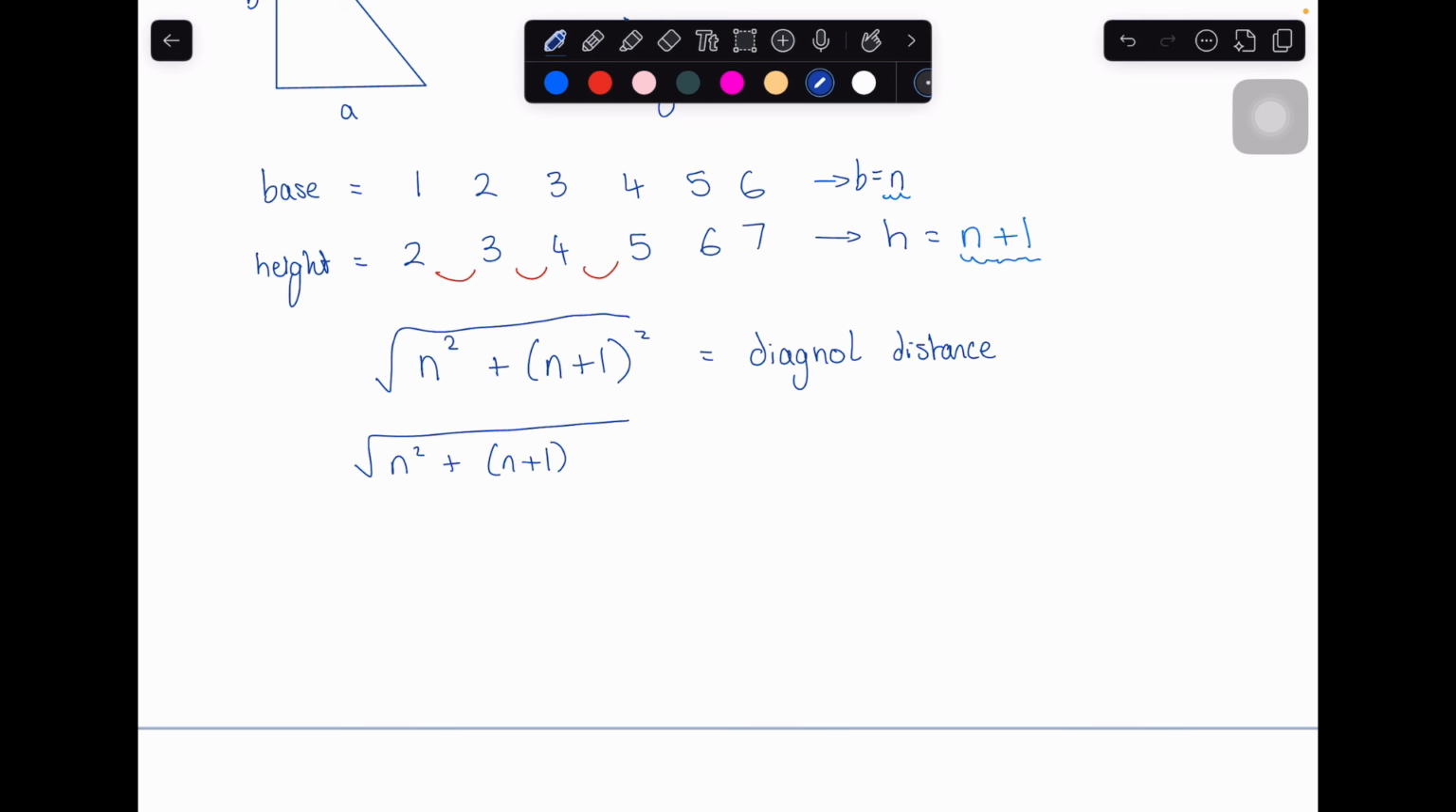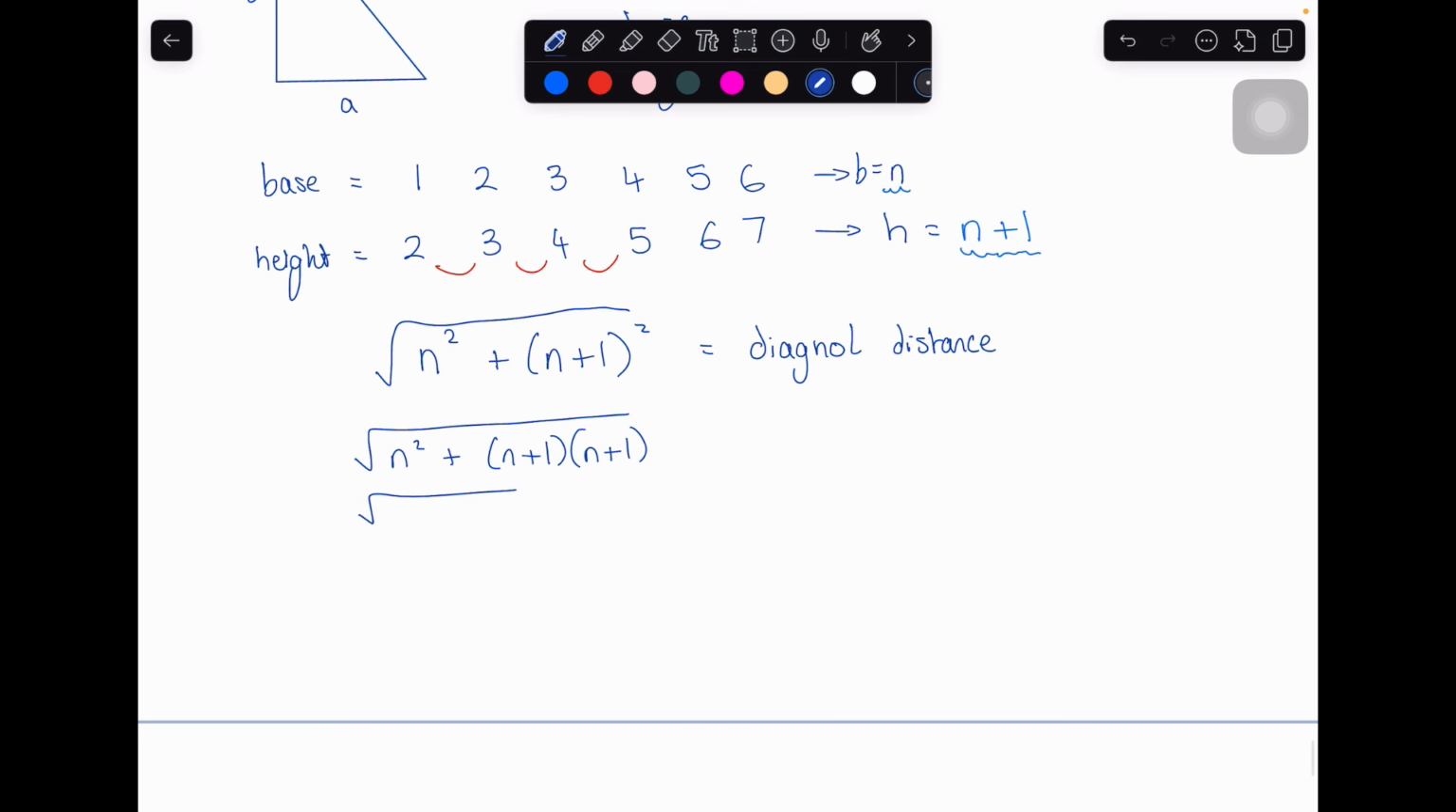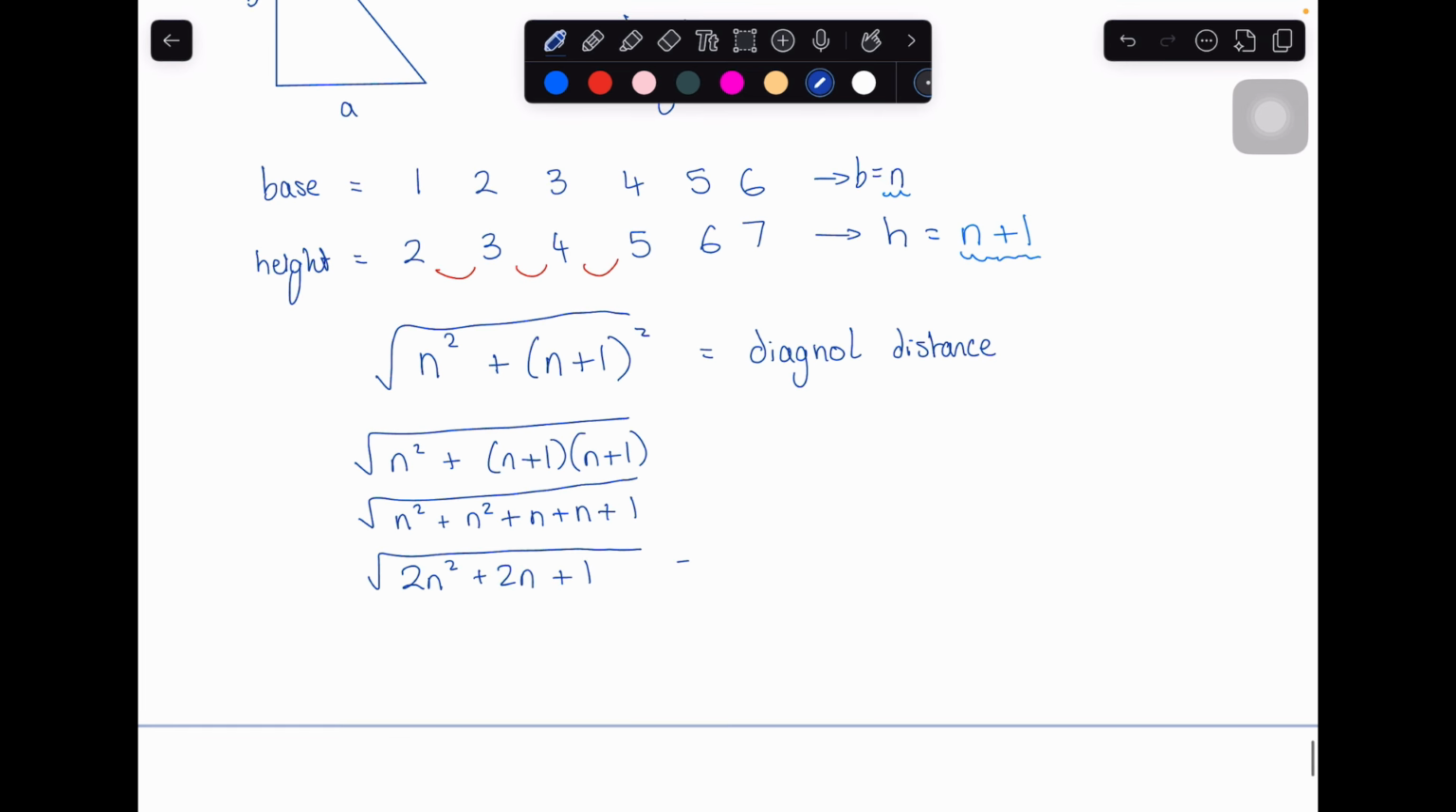If you multiply this out, we would have the square root of n squared plus, this would be a double bracket, wouldn't it? So again, just expand and simplify. We've got n squared plus n squared plus n plus n plus 1. And that's all going to simplify to 2n squared plus 2n plus 1, which is identical to L.